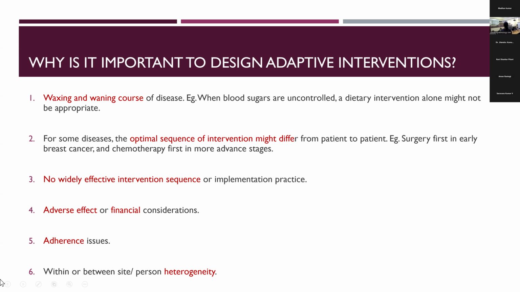We know this because there are trials done like this. If we didn't know this, how would we know for an advanced breast cancer patient, we have to start with chemotherapy and then go on to surgery? Another scenario is if there is no widely effective intervention sequence or implementation practice. So this is very prevalent.